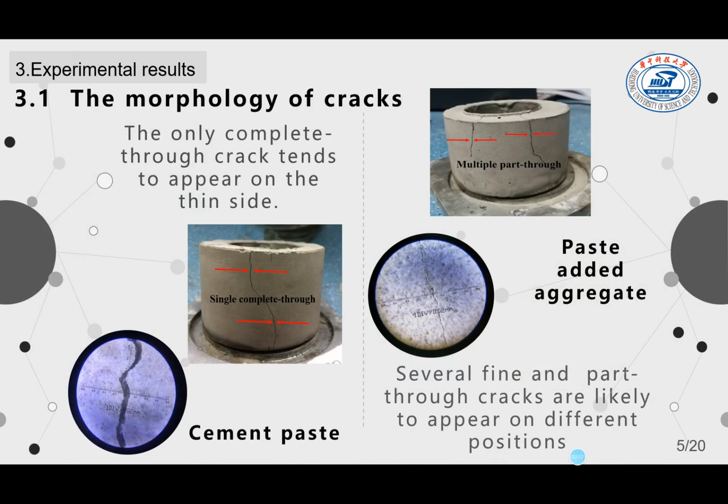Then I will introduce some experimental results in the eccentric ring test. The morphology of cracks for cement paste and paste with added aggregate is different. Only completely through cracks tend to appear on the thin sides for the cement paste, while several fine and non-through cracks are likely to appear for concrete. The results indicate that aggregate is beneficial to resist cracking.